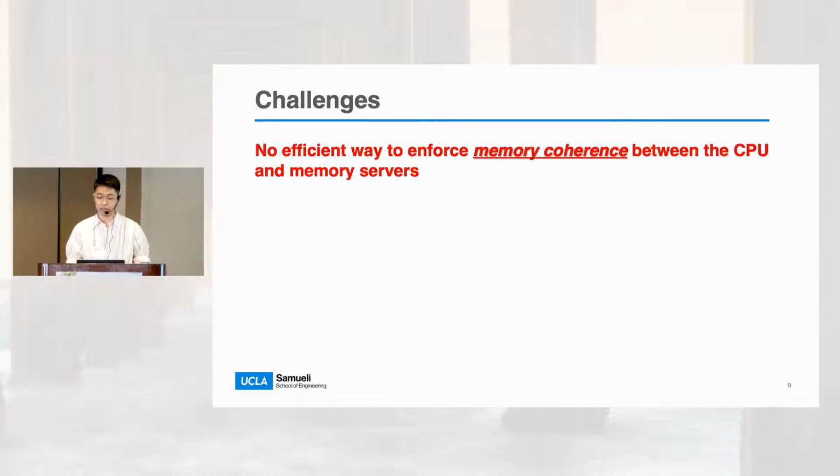The challenge is there is no efficient way to enforce memory coherence between the CPU and the memory servers. In other words, if memory servers modify some contents in memory, the CPU server cannot immediately know that. And clearly, GC threads offloaded to memory servers need to write memory. So simply offloading GC to memory servers without careful synchronization would cause a big correctness problem.